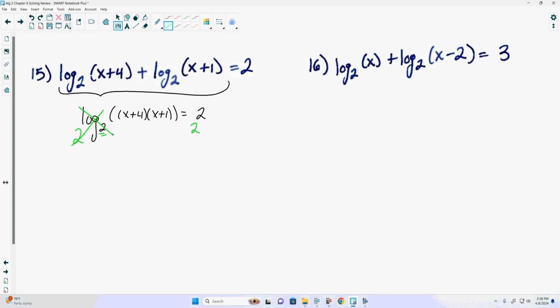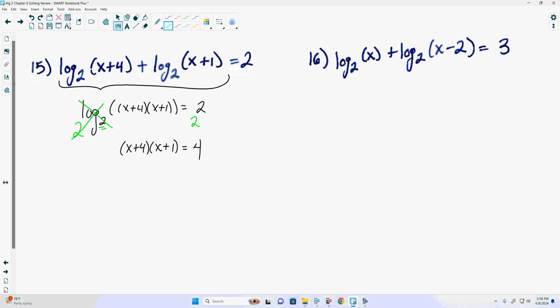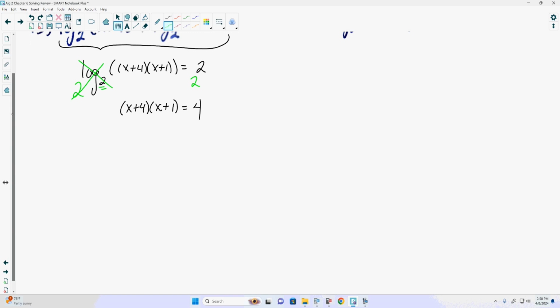So 2 to the log base 2 would cancel, leaving us with x plus 4 times x plus 1 is equal to 2 to the 2nd power, 2 squared, which is 4. Now at this point here, we can distribute. X times x is going to be x squared. X times 1 is going to be plus x. 4 times x is going to be plus 4x. And 4 times 1 is going to be plus 4. Now at this point here, we'll need to combine like terms. So x squared plus 5x plus 4 is equal to 4.